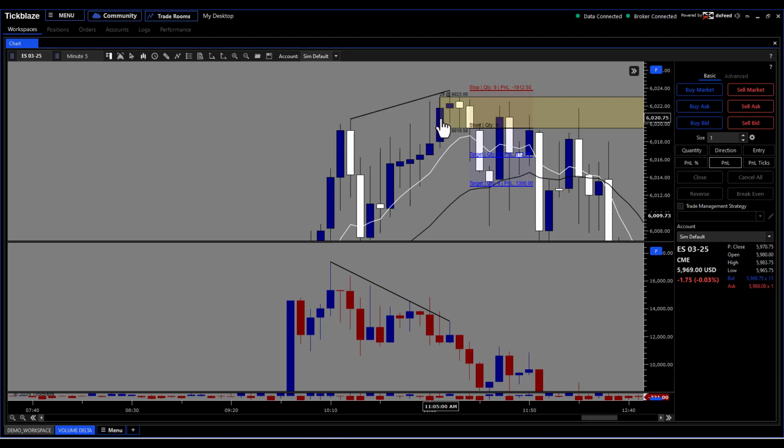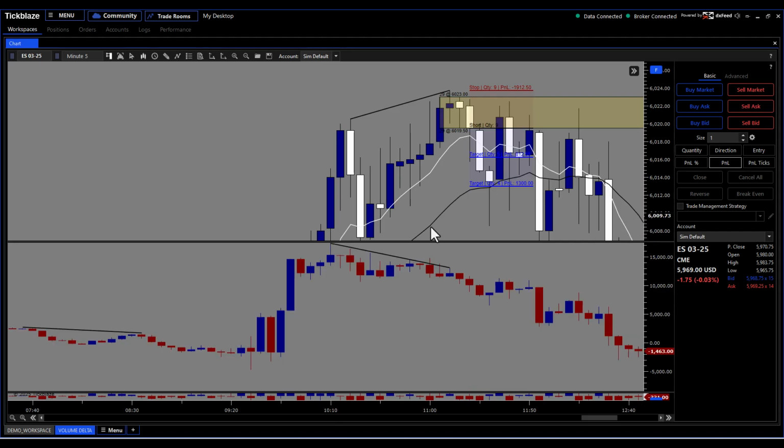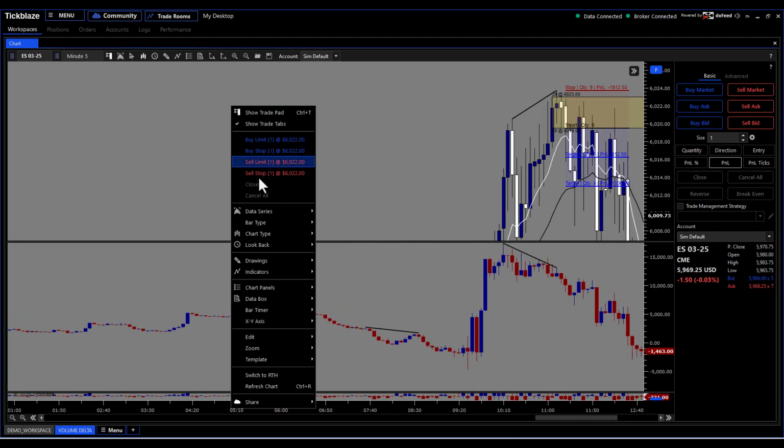Okay, so that's the first strategy that you can take here. I would encourage you to load the cumulative delta on your chart. I'm going to delete the drawings.